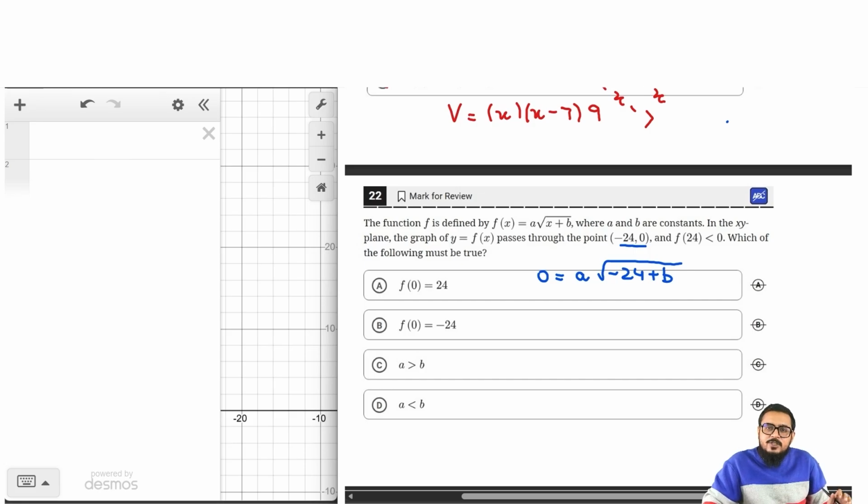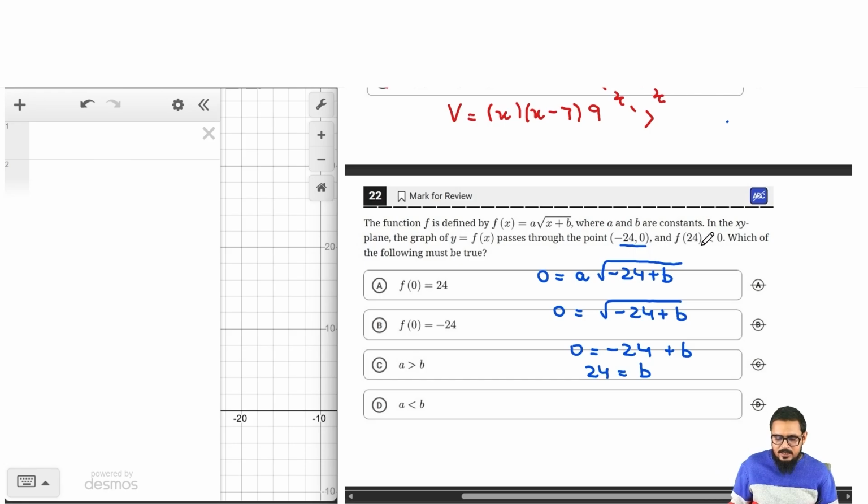Now if you divide both sides by a, 0 divided by a would be 0, and the entire right-hand side would also get divided by a, so they cancel. So you'll be left with 0 equals the square root of minus 24 plus b. Now the next step would be taking the square on both sides, but the square of 0 is just 0, and on the right-hand side the square root cancels with the square. So you'll be left with 0 equals minus 24 plus b. Now at least I know the value of the constant b. I'm getting a fixed value for the constant b, and that's coming out as 24.